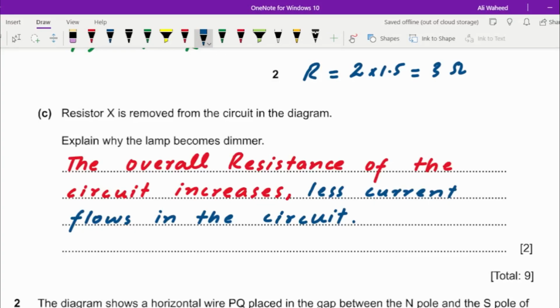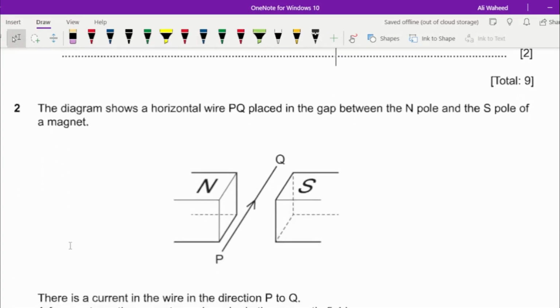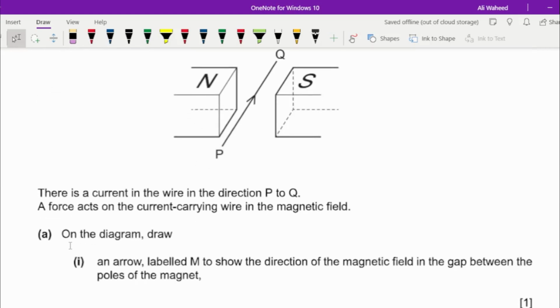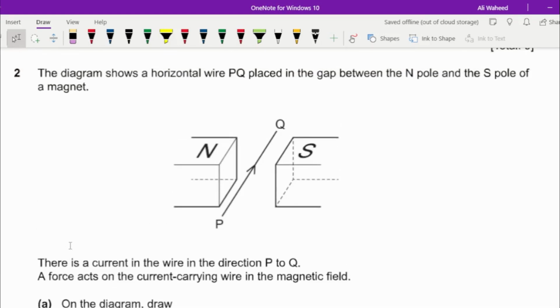So this question number 2 is from the topic of magnetism and electromagnetism. Let me read the question. The diagram shows a horizontal wire PQ placed in a gap between the north and south pole of a magnet. There is a current in the wire in the direction P to Q. So you can say the current is flowing into the paper. They have tried to draw a 3D shape in which the current appears to be going into the page.